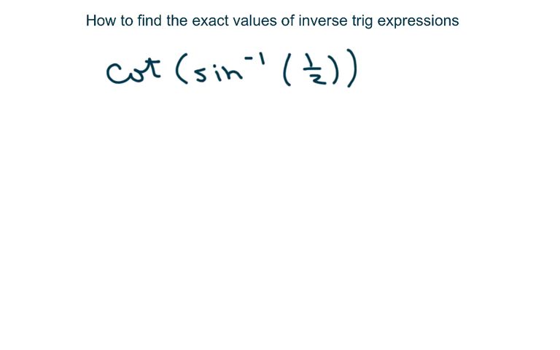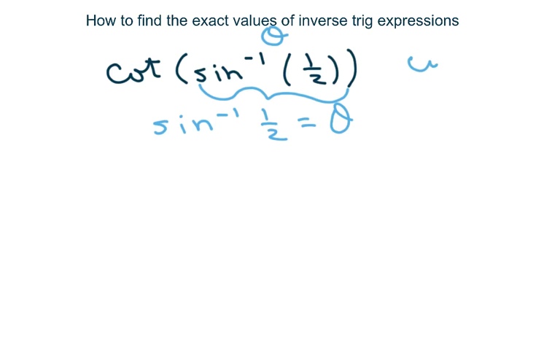So the first thing we're going to do is look at the inner function and let this be our angle, our theta, and rewrite this and set it to theta because we're trying to find cotan of theta. And we know cotan of theta is x over y. So what we're going to do is write this as 1/2 equals sine of theta. Now we know sine of theta equals y over r.